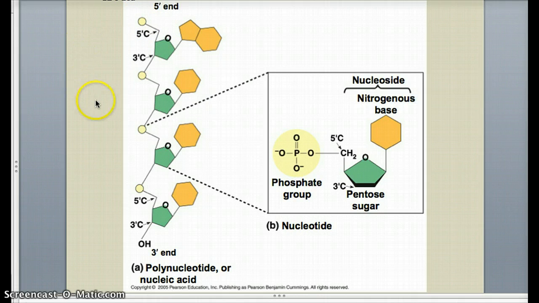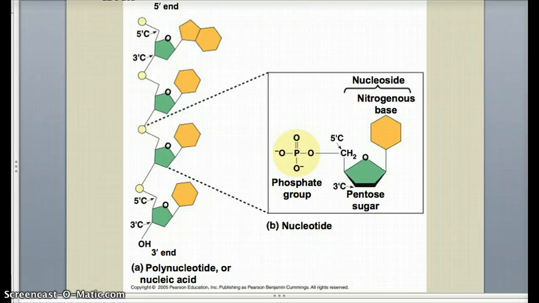The DNA is bonded together such that a hydroxyl group on the 3rd carbon bonds to the phosphate group of the next nucleotide, which is itself attached to carbon 5. So a hydroxyl group on the 3rd carbon bonds to the phosphate group, which is itself attached to carbon 5.